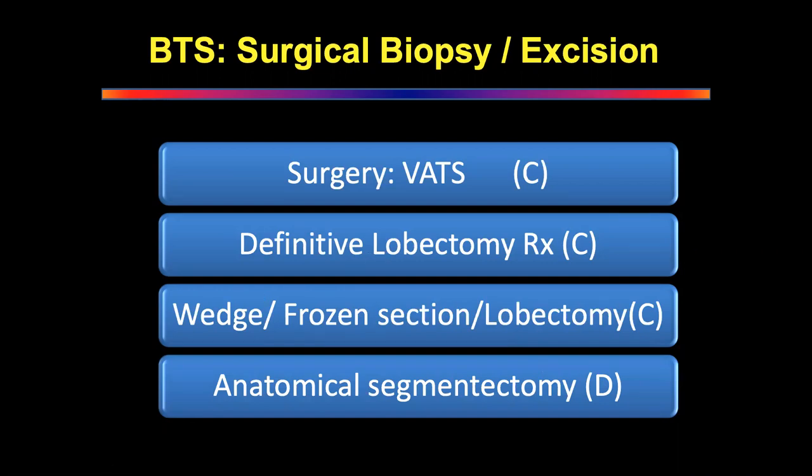In an exam, you should say that for a solitary pulmonary nodule, I'll go in by VATS. I will do a lobectomy. And if I don't have a histology preoperatively, I don't have a CT guided biopsy, then I'll wedge it, I'll frozen section it, I'll do a lobectomy, and I'll do a systematic nodal dissection.